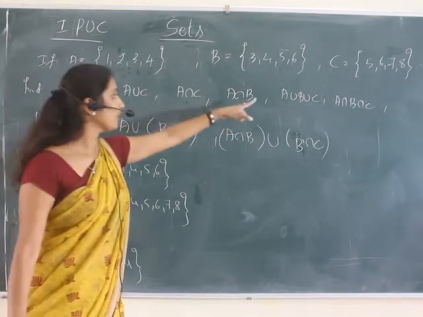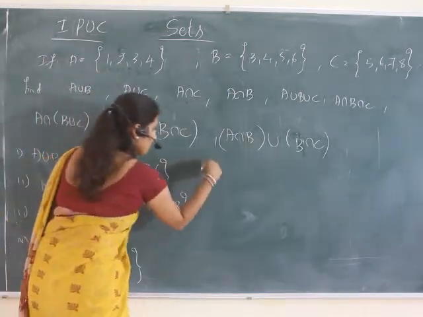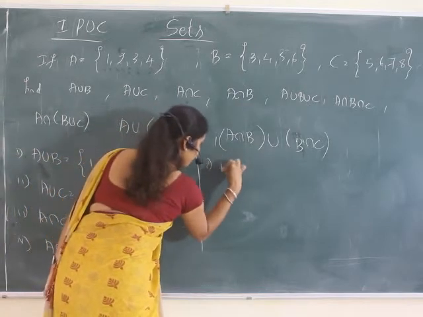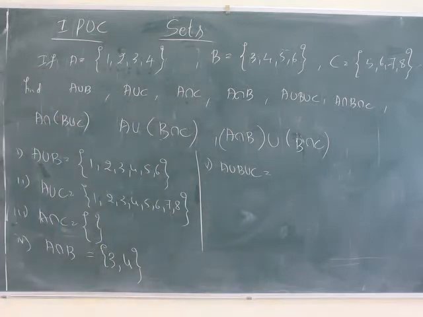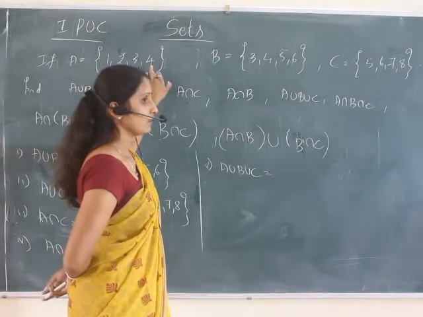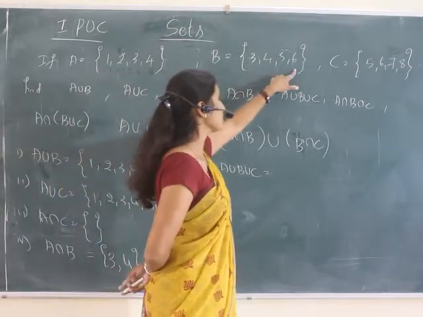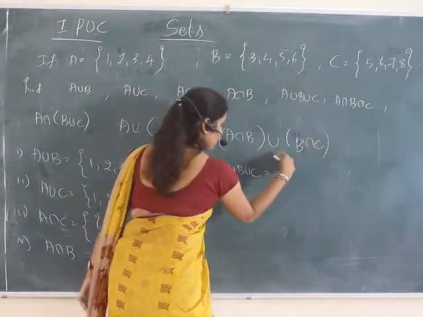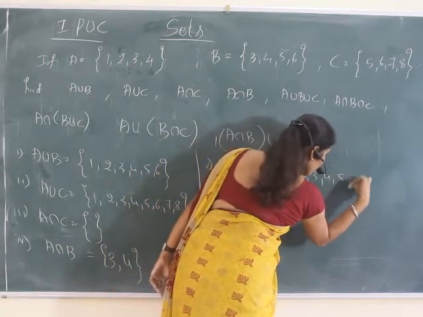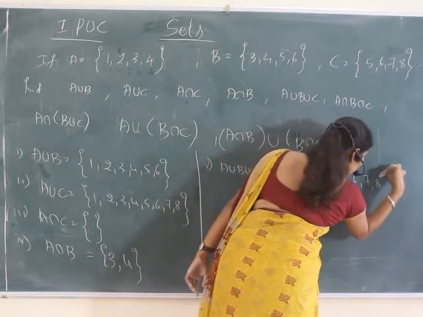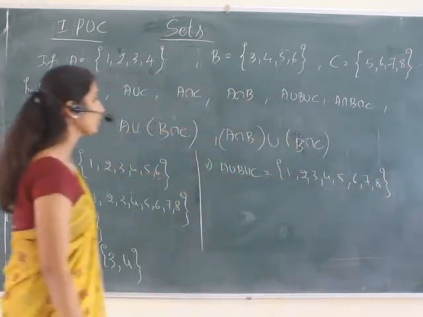Then the fifth one is A union B union C. So what is A union B union C? That means we are writing the elements of A, B and C together, all the elements. So 1, 2, 3, 4; 3, 4 is not repeated; then 5, 6, then 7, 8. So 1, 2, 3, 4, 5, 6, 7, 8. That means all the elements of all the three sets.